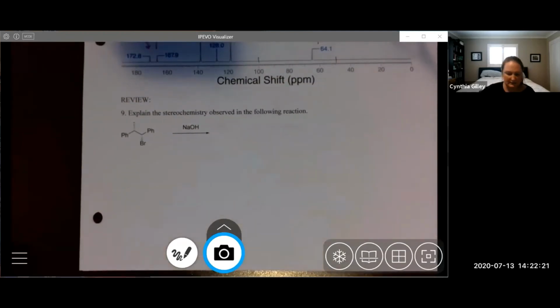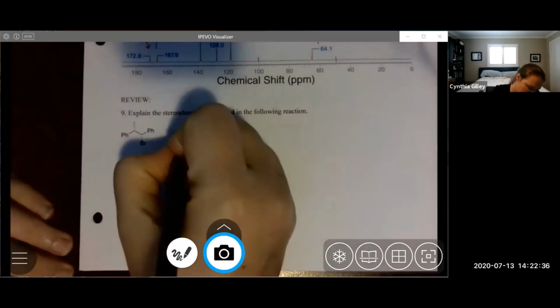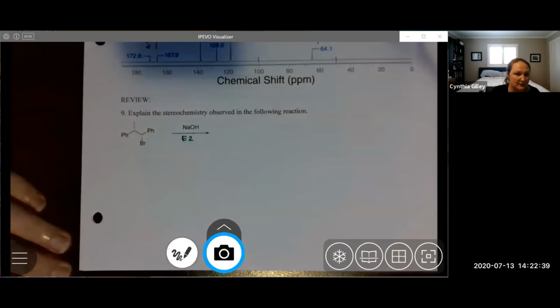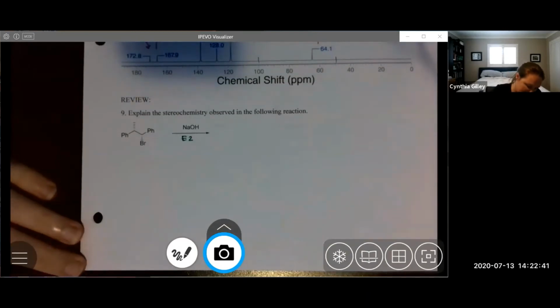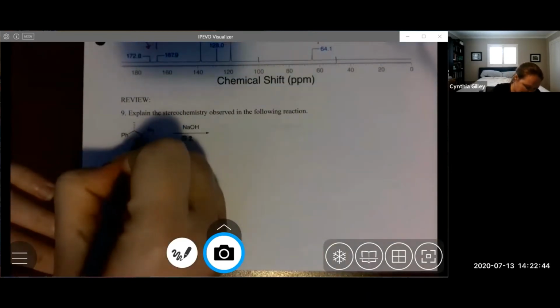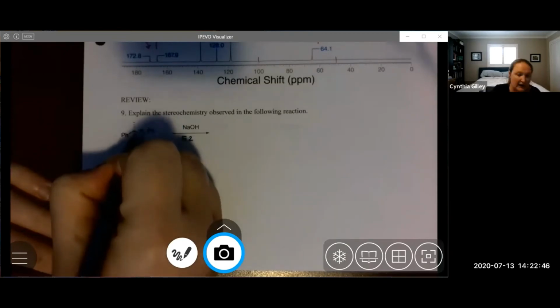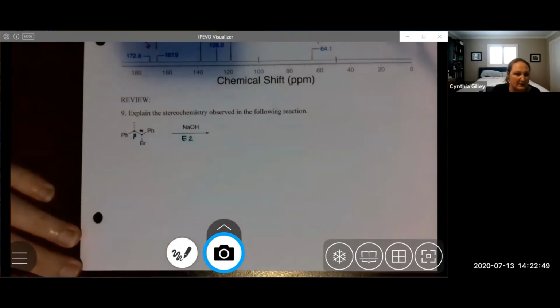Okay, so next we have a review section. Explain the stereochemistry observed in the following reaction. This one is definitely quite a bit of a review. This is an E2 reaction from last semester. You might notice that both the alpha carbon and the beta carbon are chiral centers. And so in this case, we need to draw the Newman projection to see the stereochemical output of the reaction.